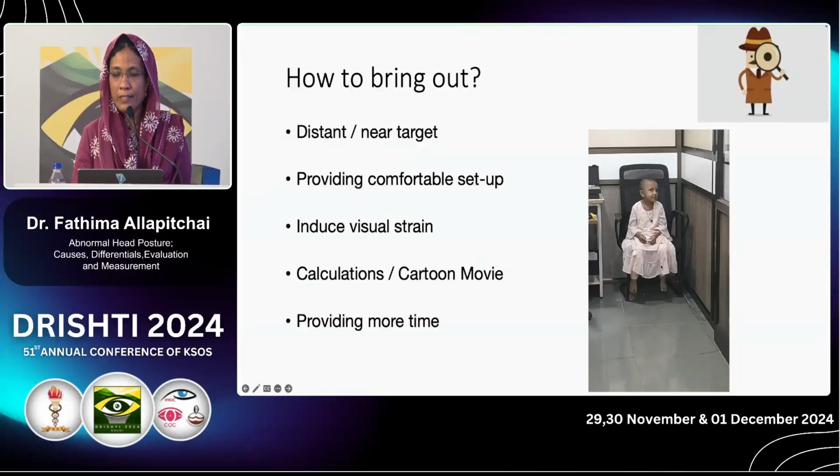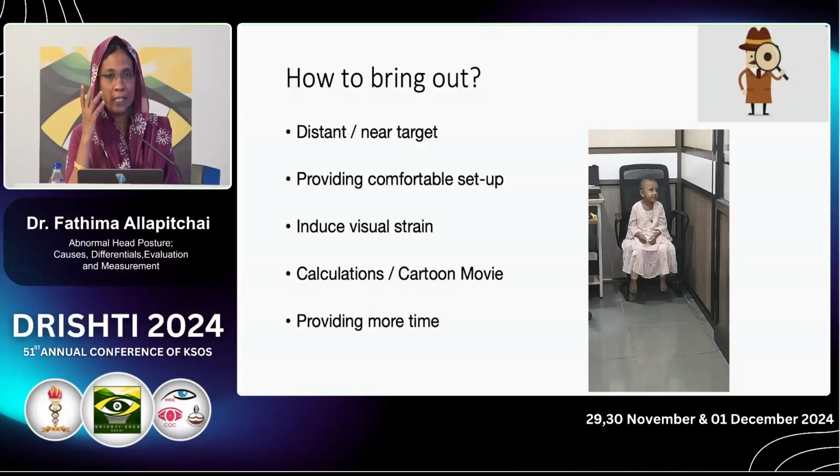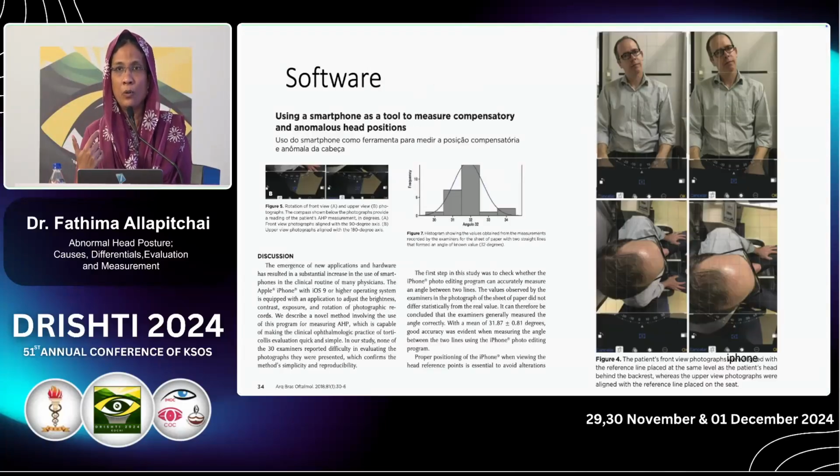For this age, we can provide some interesting cartoon movie, and for grown-up children, we can tell them to read the Snellens in a reverse fashion, or you can even tell them to calculate, add the numbers, subtract, so that the patient forgets that we are monitoring them. So they come out with the whole head posture. And there are ways to measure.